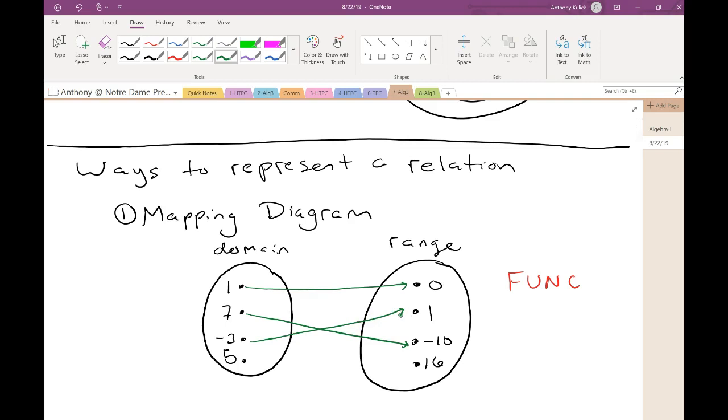So this is a new relation. I've just redrawn something different. Is this representing a function? No. What's wrong? Good. Yeah, every element of the domain isn't used because the 5 isn't going anywhere. So we'd say that this is not a function.